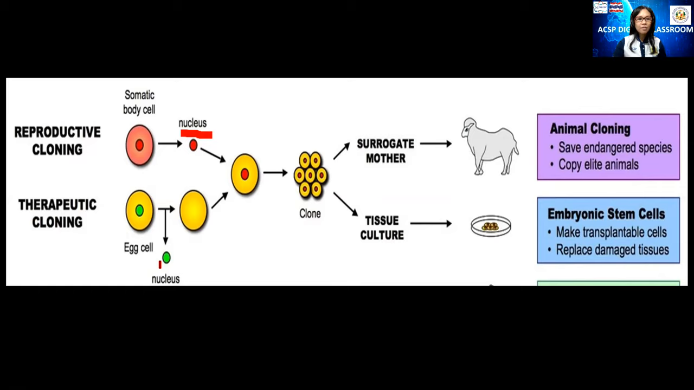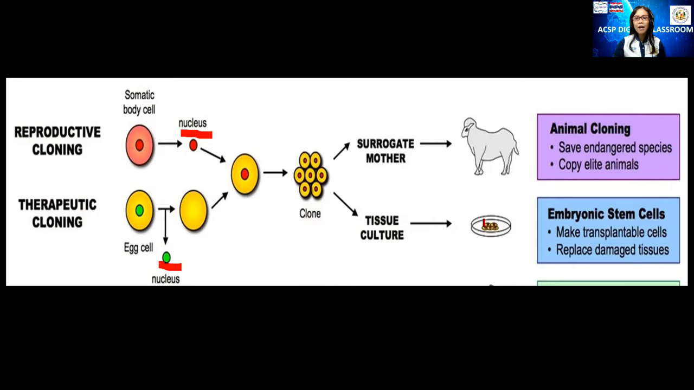Remove the nucleus and get only the cell. So no more nucleus here. Put the nucleus that you get in the cell and then clone it, okay? Clone and then put it in the body of an animal, okay? So copy the animal. That is animal cloning.